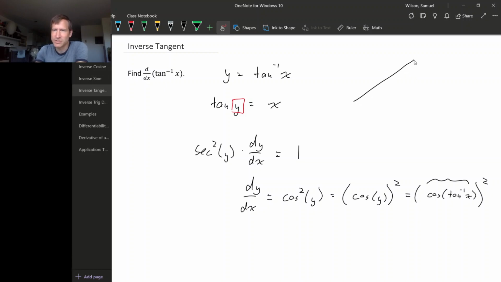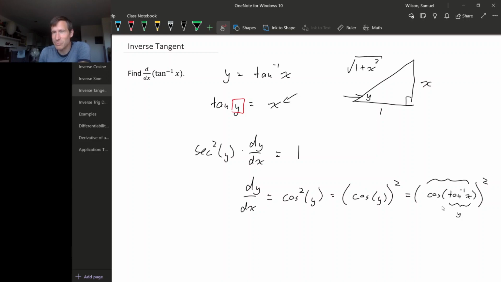So let's draw a right triangle. Tangent of y is x, so y is an angle as usual, because y is coming out of an inverse trig function, so y is really an angle. And tangent of y is x, so we need to label the sides so that the tangent of this angle is x. We can do that by getting an x here and a 1 there. And that means that this hypotenuse is, just using the Pythagorean theorem, the square root of 1 plus x squared.